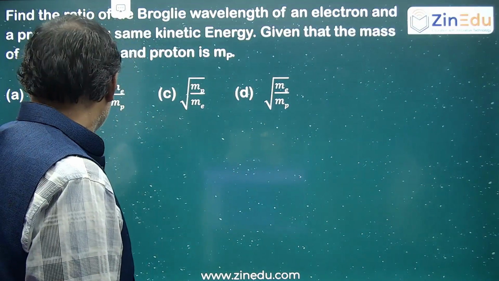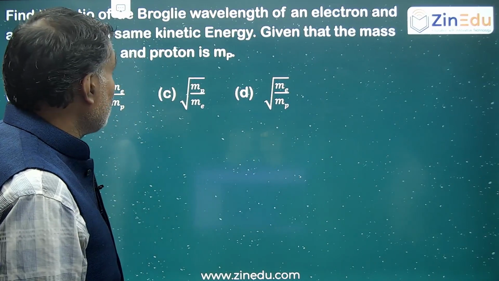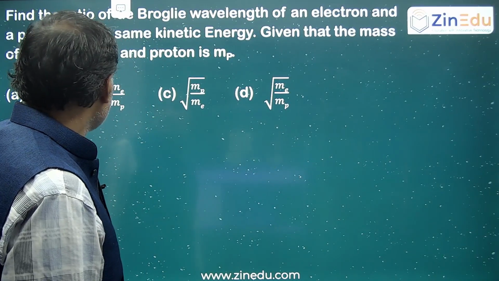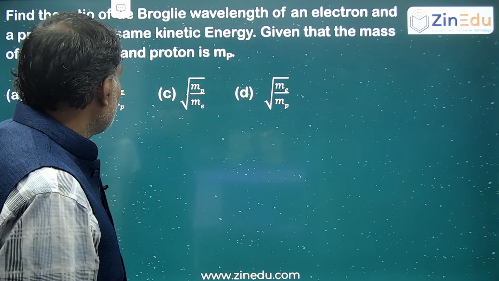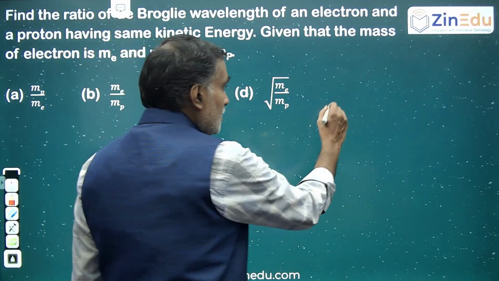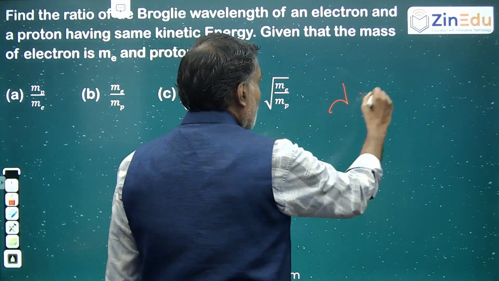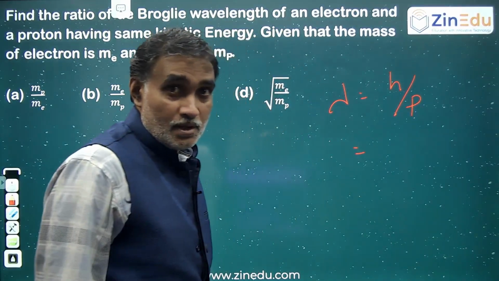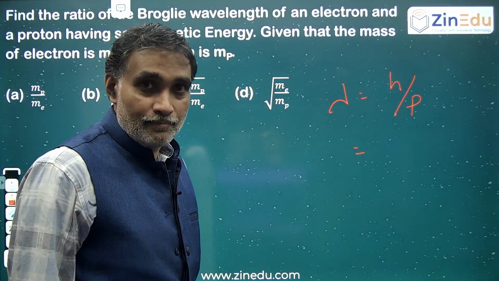Next question. Find the ratio of de Broglie wavelength of an electron and a proton having same kinetic energy, given that the mass of electron is me and proton is mp. Okay. What is de Broglie wavelength? De Broglie wavelength is given by h by p. But what is p? Momentum. Momentum is root 2 km.